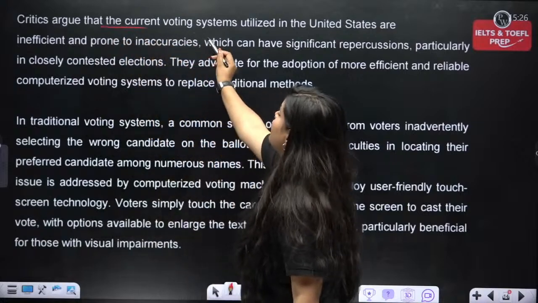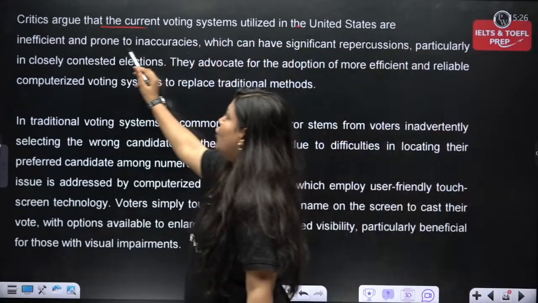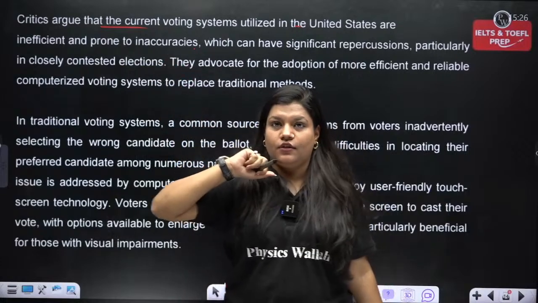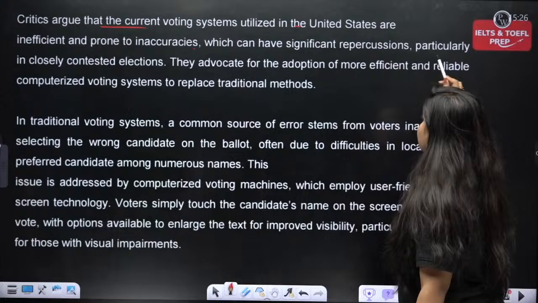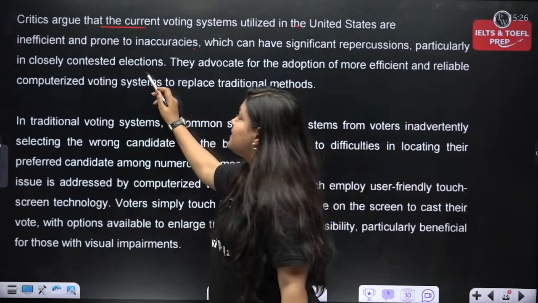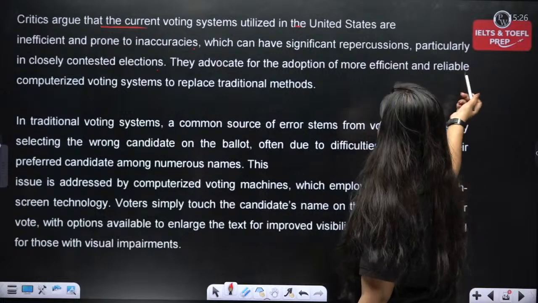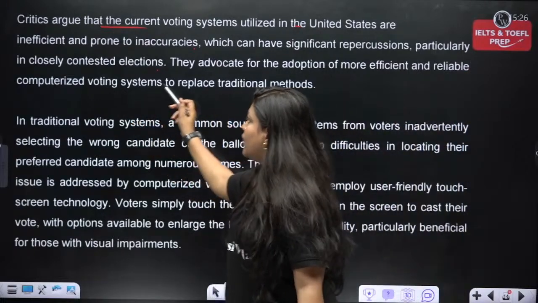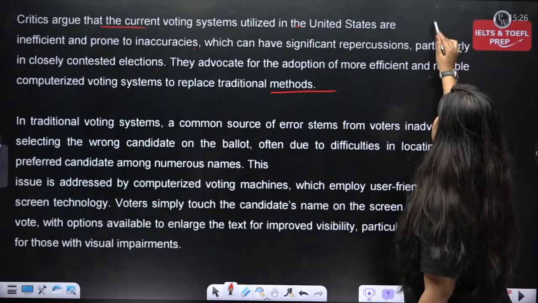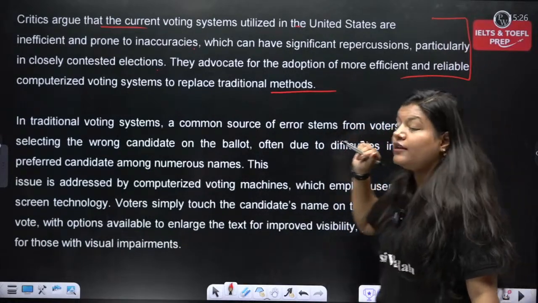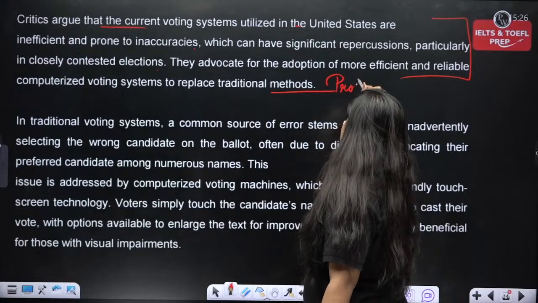Critics argue that current voting systems utilized in the United States are insufficient or prone to inaccuracies, okay, which can have significant repercussions, particularly in closely contested elections. They advocate for adoption of more efficient and reliable computerized voting systems to replace traditional methods. Now, this entire passage or this entire paragraph is dealing with problem and solution, as you can see.